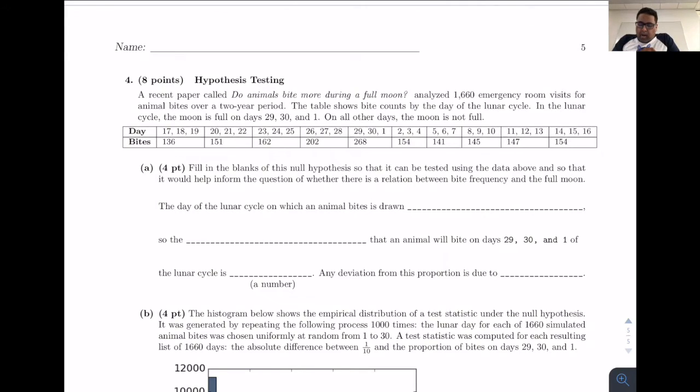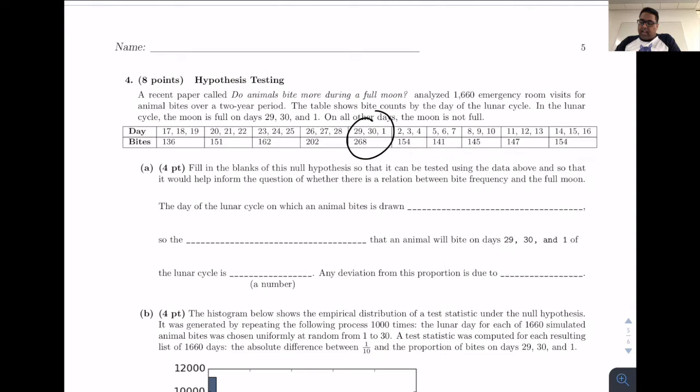Okay, so now we're on problem number 4, our hypothesis test question. So a recent paper called Do Animals Bite More During a Full Moon? analyzed 1,660 emergency room visits for animal bites. It shows bites by the day of the lunar cycle. And the lunar cycle of full moon is on days 29, 30, and 1. And on all other days, the moon is not full.